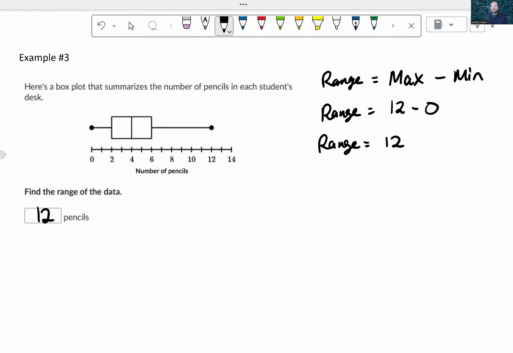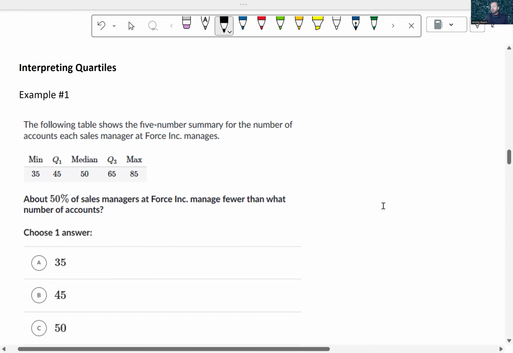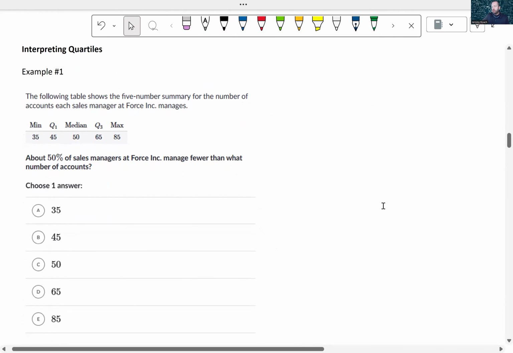Okay. Now we're going to start looking at interpreting quartiles. So this has more to do with percentages now. Remember that our quartiles, they split the data into 4 different sections. We have a minimum, quartile 1, median, quartile 3, and a maximum.